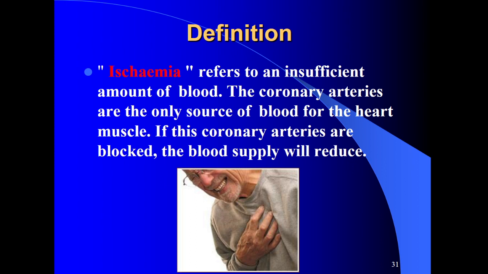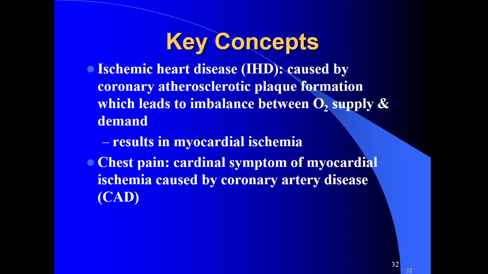Definition. Ischemia refers to an insufficient amount of blood. The coronary arteries are the only source of blood for the heart muscle. If these coronary arteries are blocked, the blood supply will reduce. Key concepts: ischemic heart disease, caused by coronary atherosclerotic plaque formation, which leads to imbalance between oxygen supply and demand, results in myocardial ischemia. Chest pain, cardinal symptoms of myocardial ischemia caused by coronary artery disease.